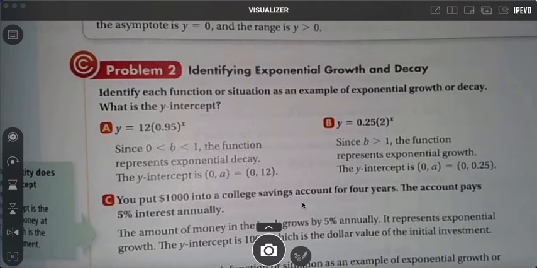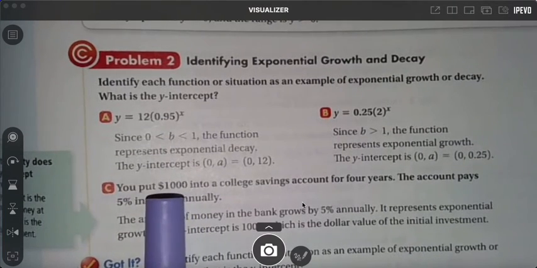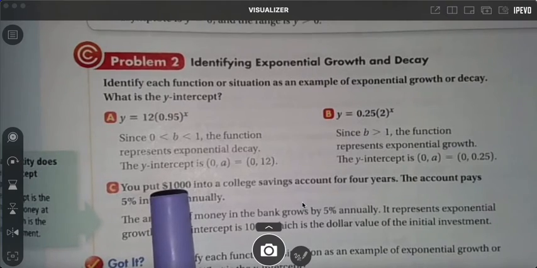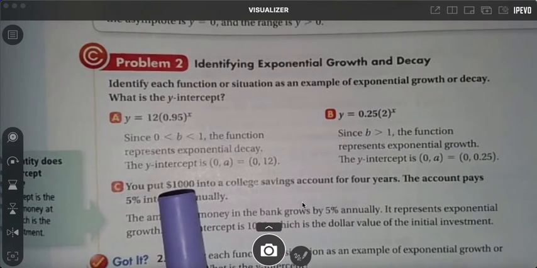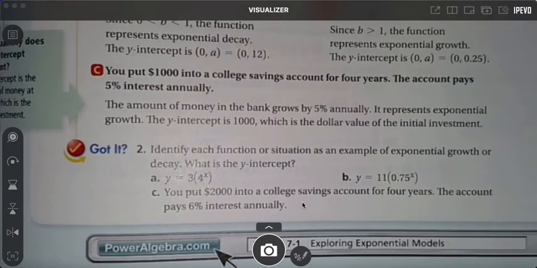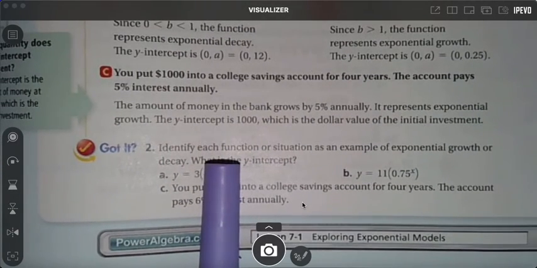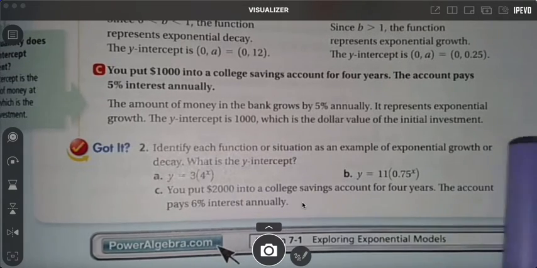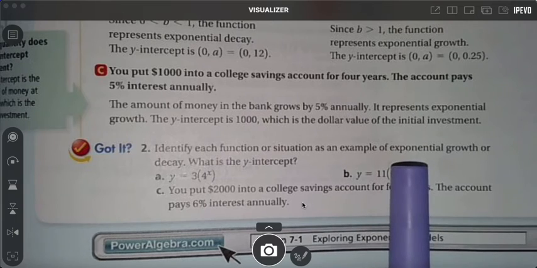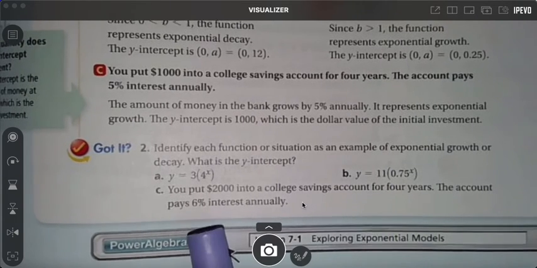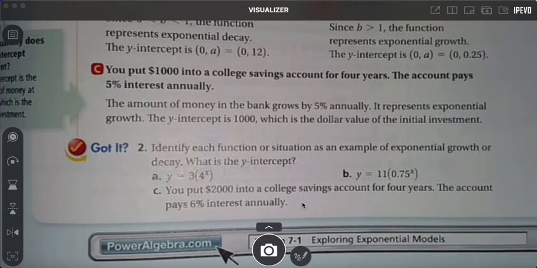On this one, let's see. The Y-intercept, oh, it's just your starting value. How much did we start with? $1,000. Okay, remember Y-intercept is kind of like your starting value. Where do you start from? All right, on this one, what's my Y-intercept? That would go away to 1, so the Y-intercept is 3. Okay, this one, the 0.75 to the 0 goes away to 1, so what's my Y-intercept? 11. And on this one, what's my starting value? What's my Y-intercept? 2,000.